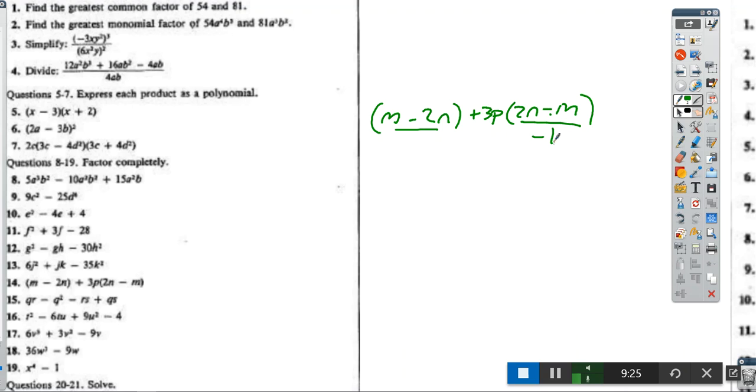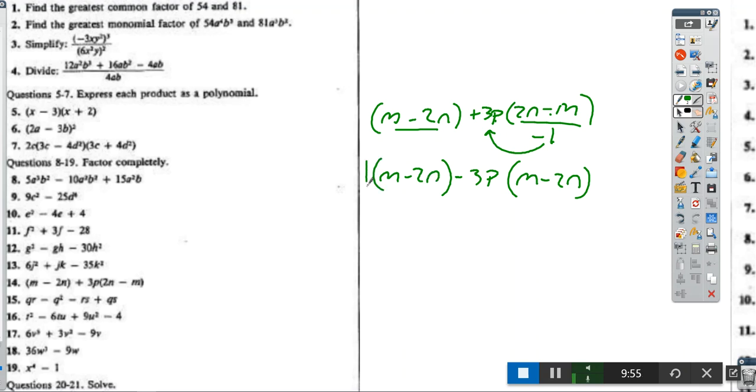If I factor out a negative 1, that negative 1 is going to have to be applied to this one as well, right? Because whatever I factor out doesn't go away. It just gets multiplied to the front. So negative 2n divided by negative 1 is 2n. Negative m divided by negative 1 is m. All right, this is starting to look good. Negative 1 times 3p is negative 3p. Okay, so I have m minus 2n, and that's just a 1.